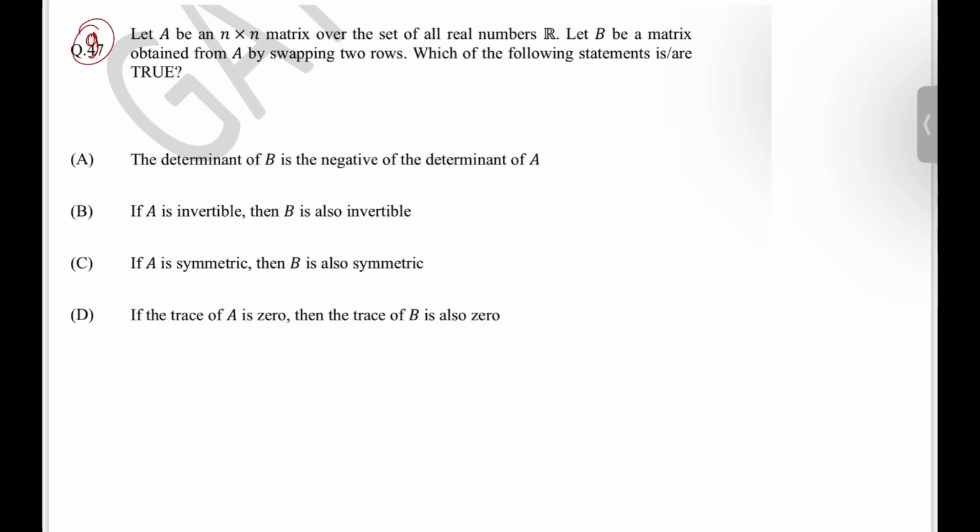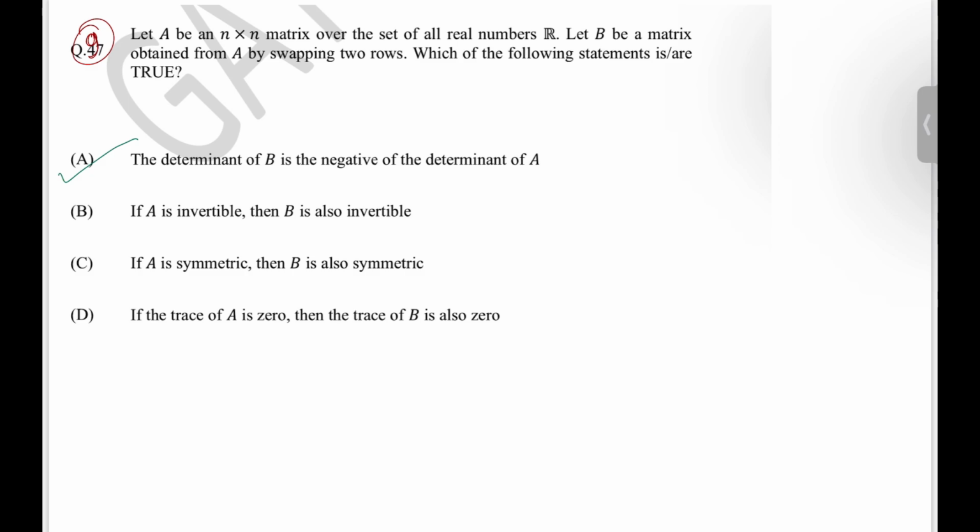Which of the following statements is or are correct? The determinant of B is the negative of the determinant of A. Yes, this is true, because if we swap a row once, then we have to consider the negative sign in the determinant. So this is absolutely true. The second statement: if A is invertible, then B is also invertible. We are just swapping the rows, right? And if A has independent rows or columns, then B will also have independent rows and independent columns, right?